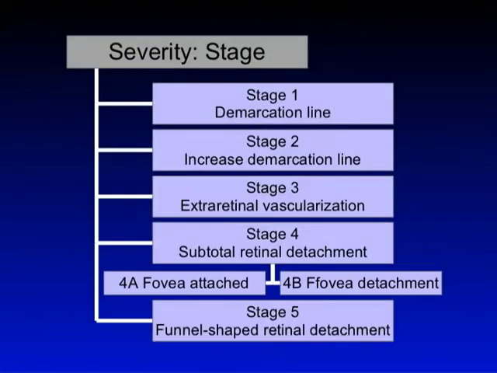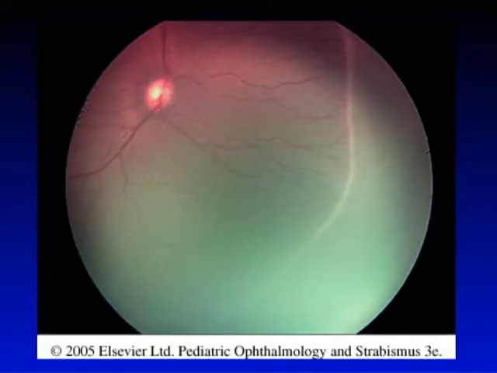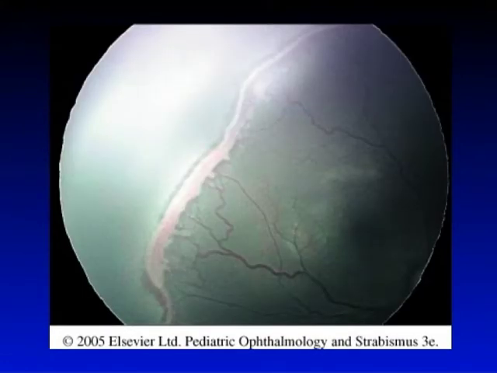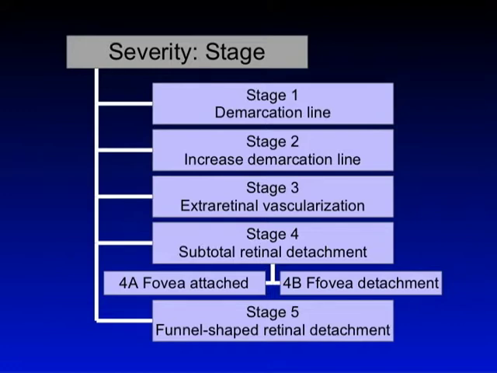So let's try to elaborate on this a little bit. We have a demarcation line. This is what we call stage 1. When this line becomes thicker, that is what we call stage 2. And when you start seeing some vascular proliferation, some tufts in here, this is stage 3. Stage 4 and stage 5 are basically retinal detachment.